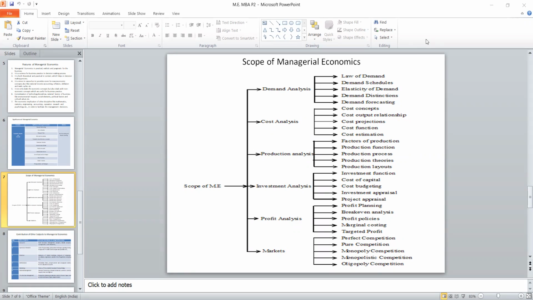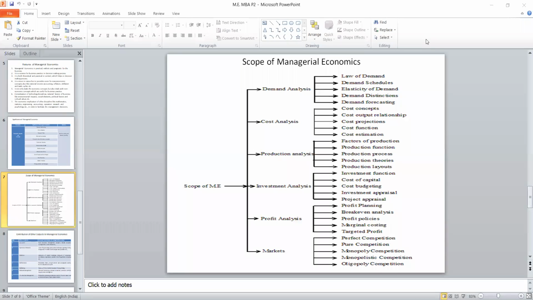These topics are also included in managerial economics under the heading investment analysis. Once we complete the production, then we should calculate the profit. Production is meaningful only when consumption is made. So how much profit margin should we maintain? For that we should plan the profit. For that there are different tools.